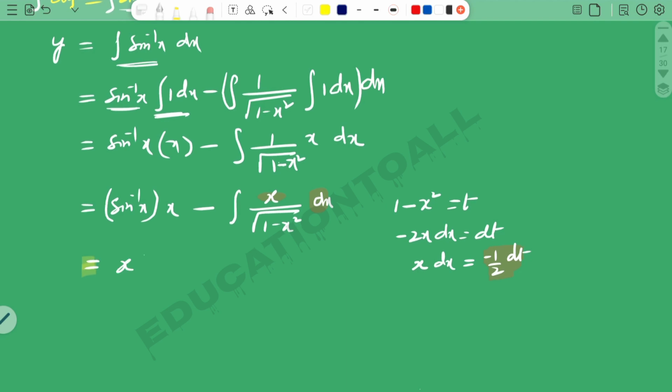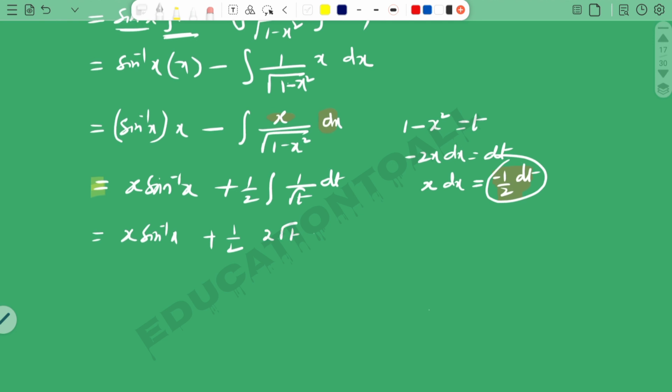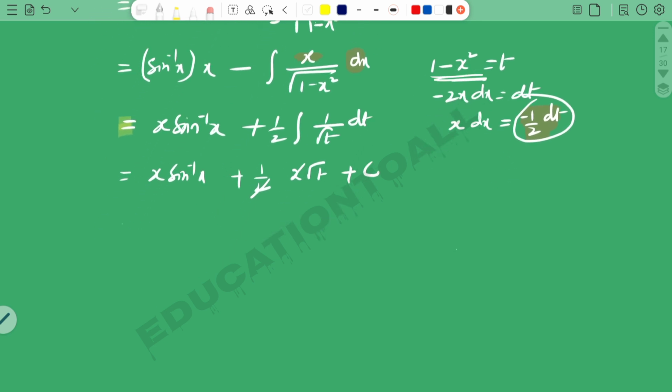Replacing that, here we have x sin⁻¹x minus, so dx is written as this function, minus of minus, plus 1/2 integral of 1 by root t dt. Now again, the same x sin⁻¹x plus 1/2 integral of 1 by root t dt. So I can write it as 2 root t, and at last a constant. The 2 cancels. So t is 1 minus x², so writing x sin⁻¹x plus root of 1 minus x² plus c.